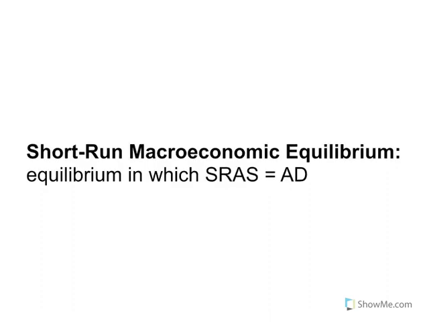together and look at something called short-run macroeconomic equilibrium. So we've dealt with equilibrium several times throughout the course, and we introduced it way back in Unit 2 when we looked at a market for a single good or service. Well, just like with market equilibrium, macro equilibrium is when supply and demand come together, except we're looking at aggregate supply and demand as opposed to just market supply and demand. So the definition of short-run macroeconomic equilibrium is equilibrium in which short-run aggregate supply intersects aggregate demand.